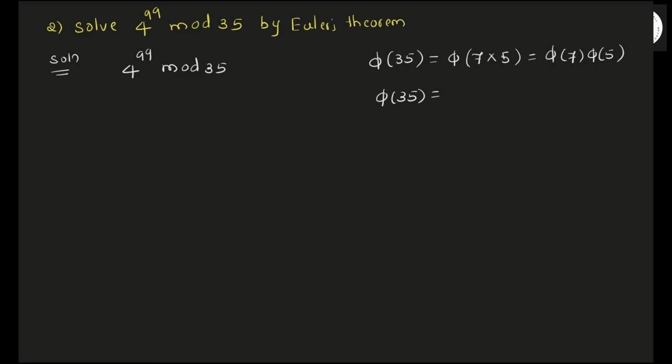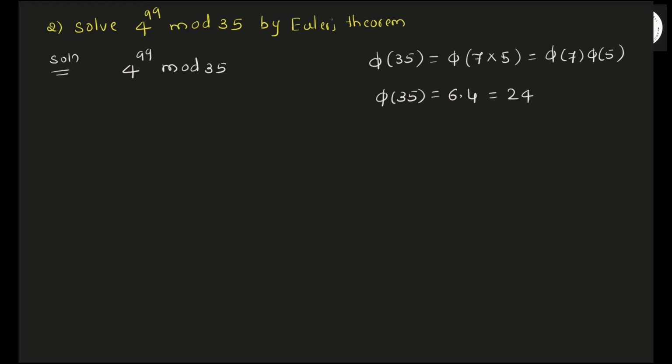The totient of a product of two primes is the product of their totient numbers. Since these are prime numbers, each totient is the prime minus 1. So 7 minus 1 is 6, 5 minus 1 is 4. So 6 into 4 is 24. So phi of 35 is 24 now.